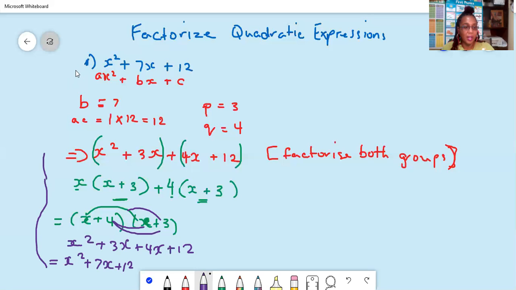the original expression. So always double check forward and backward. Always double check. And that's how you do factorizing of quadratic expressions. Any questions?